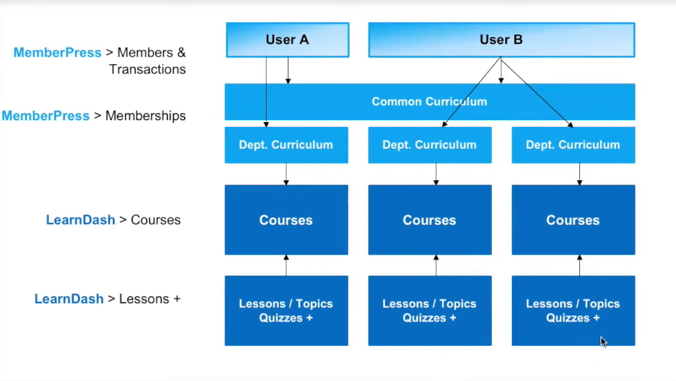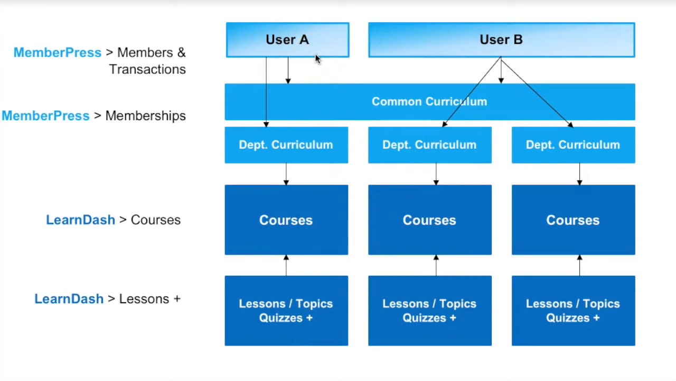Now, if you know LearnDash, you know there are one-to-many relationships. For example, one course can be associated with multiple curriculums, one lesson can be associated with multiple courses, and so on. But just for simplicity's sake, I'm depicting this as one-to-one relationships.